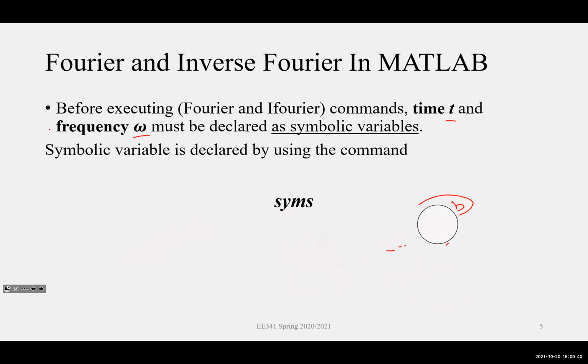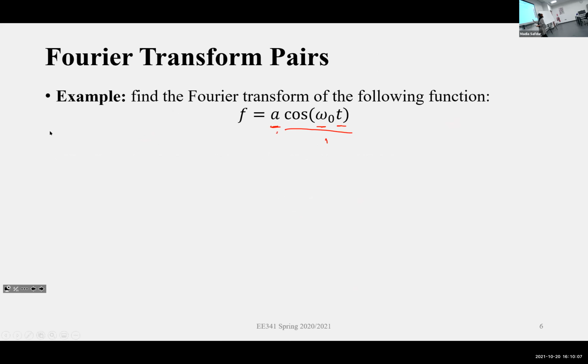Yes. We must clarify the symbols, or the variables, first. Declare them, because in Fourier transform the answer is in terms of an equation, and an equation has variables. So we should define those variables here so that MATLAB doesn't give us an error. Okay? So we will declare them by using the syms command.